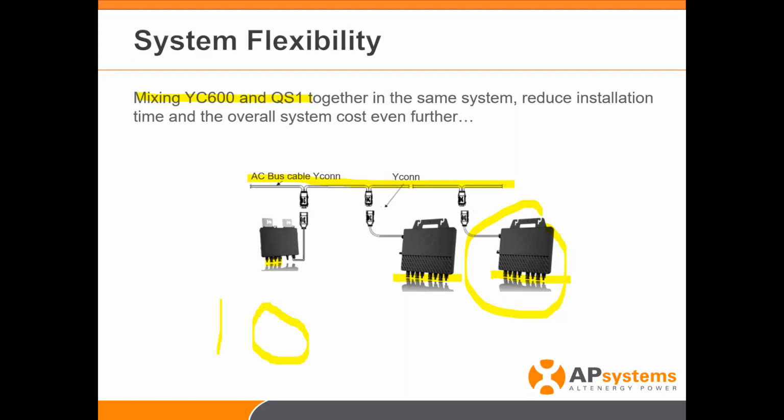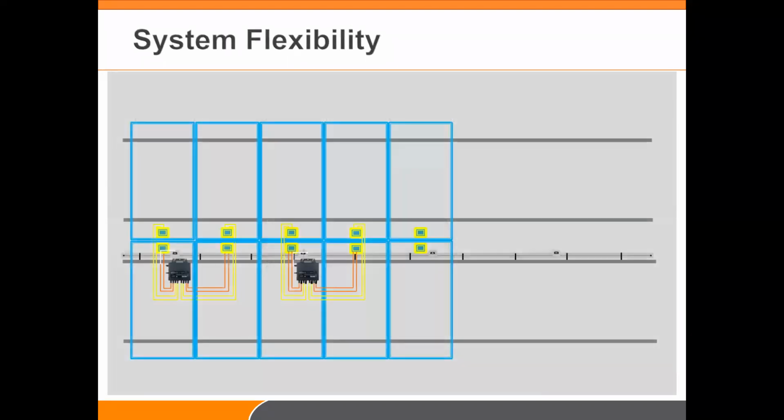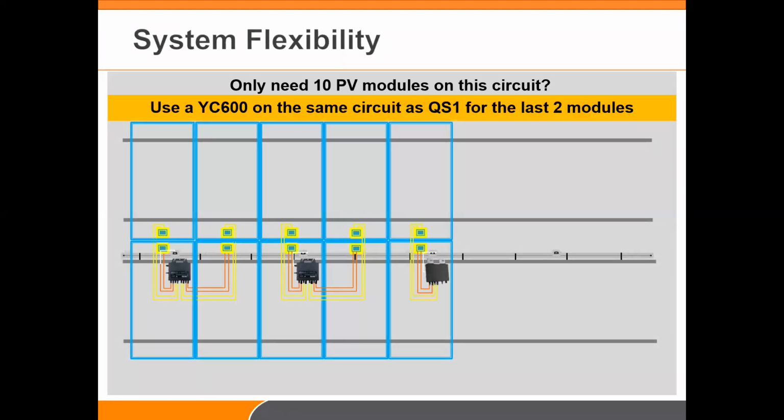The next slide actually kind of shows you a little bit more pictorially. Here it is, again, the QS1. Let's say you need 10, here it is. Add the 600, and boom, there you go. All on that exact same branch line.